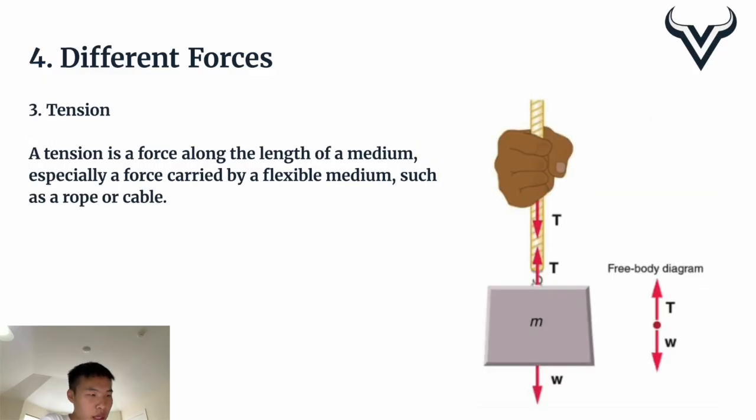Now let's talk about tension. Tension is a force along the length of a medium, especially a force carried by a flexible medium such as a rope or a cable. We can see that here there is a rope and it's holding an object with the mass m. This m is experiencing a force of gravity because it has mass, right? So the weight is the force of gravity of the object. There's a tension between your hand holding it and the mass here, and we can see there's tension within the rope. This free body diagram shows the forces the mass is experiencing. It has a tension going upwards because of the string holding it, and there's also the force of gravity pulling it downwards.